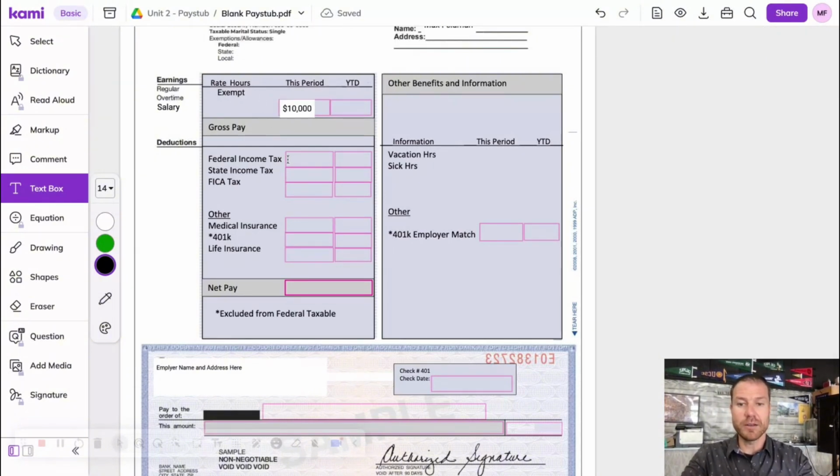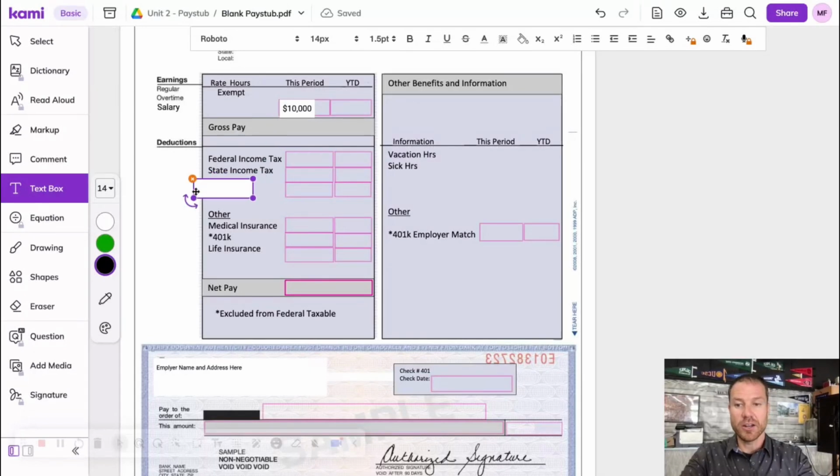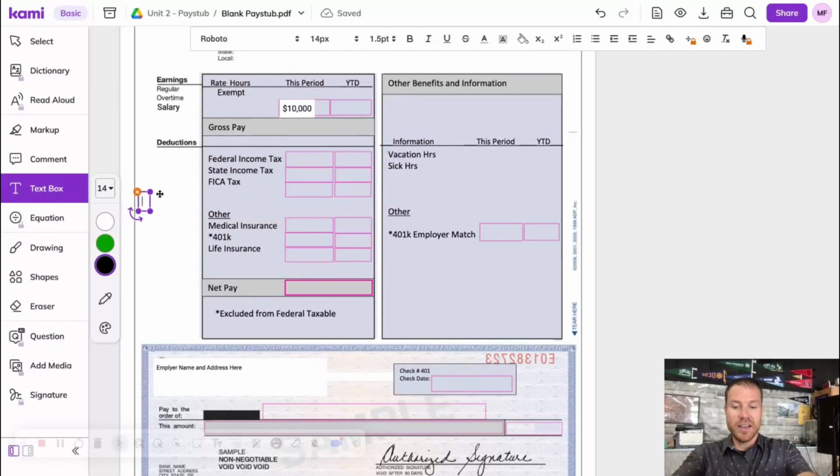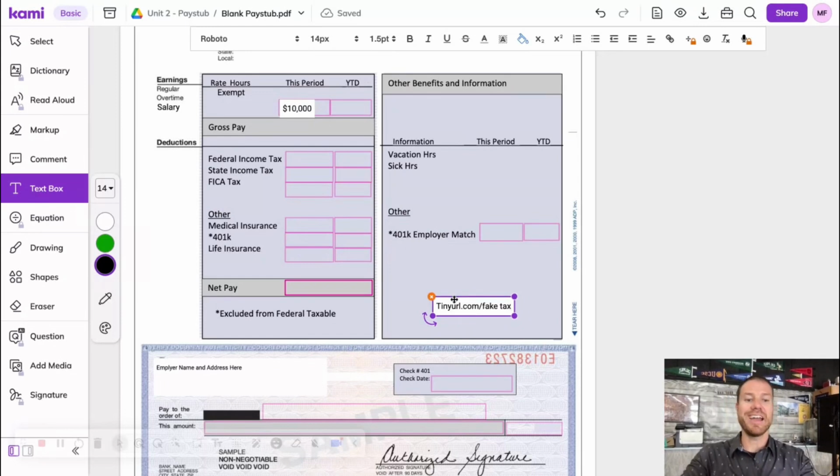For the federal income taxes, I like to use, and I'll just put this off to the side, I've created a tinyurl.com/faketax. Let me move this down a little bit further. And it gives you an average of the tax brackets that take into consideration all of the previous brackets that they may have encountered, as well as the standard deduction. So when you go to that tinyurl.com/faketax, it'll take you to a link.